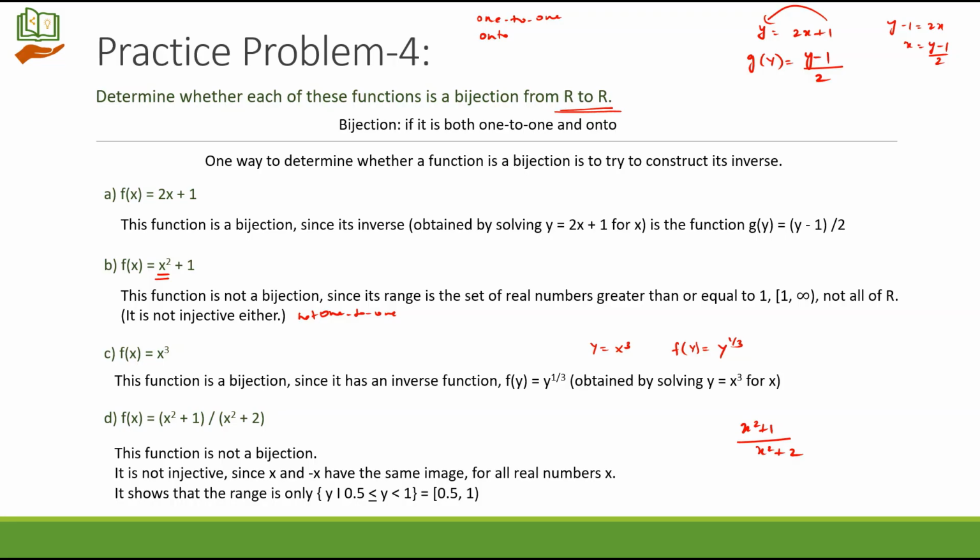So whenever you have squares involved here, you can always understand one thing. Negative numbers are left as they are. It is not injective. It means it is not one-to-one, since x and minus x have the same image for all real numbers x. As I told you earlier, negative numbers and positive numbers will map to the same square numbers. It shows that the range is only this one. The positive and the negative number will be mapping to the same square part. So based on this itself, you can say it is not a bijection.